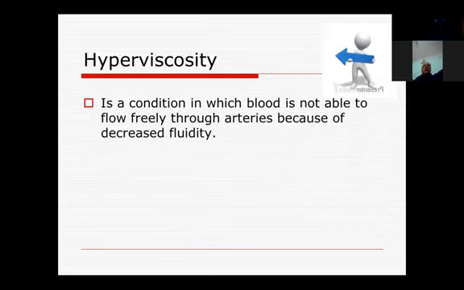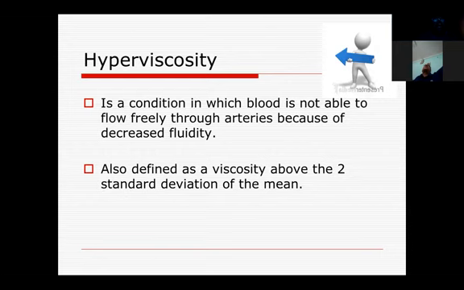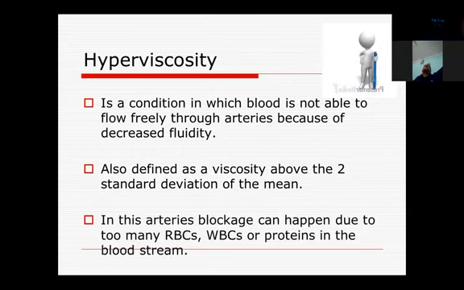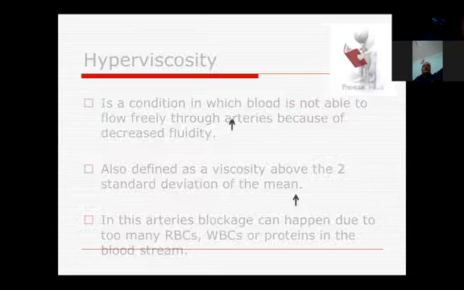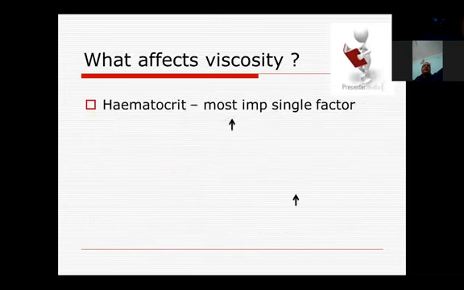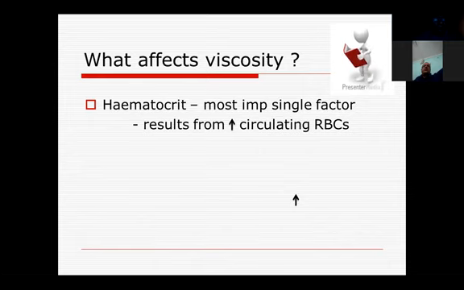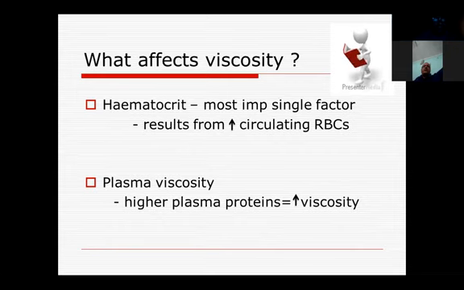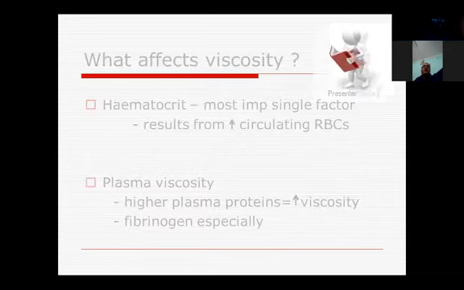Hyperviscosity is a condition in which blood is not able to flow freely through arteries because of decreased fluidity. It is also defined as a viscosity above 2 standard deviations of the mean. Here, the artery gets blocked due to many RBCs, WBCs, and proteins in the bloodstream. So what affects viscosity? One is hematocrit, the single most important factor, which results from increasing circulating RBCs. Then plasma viscosity, which is higher because of higher plasma proteins, especially fibrinogen.